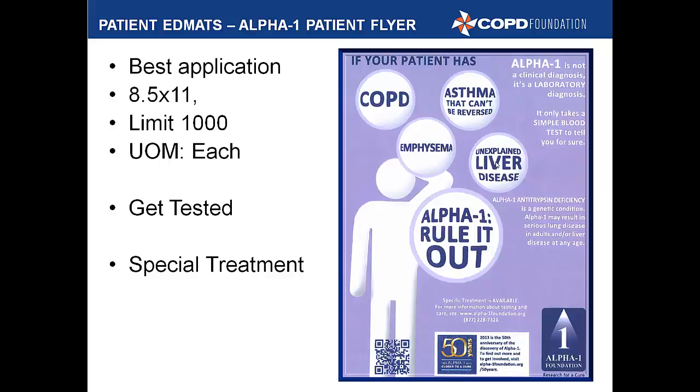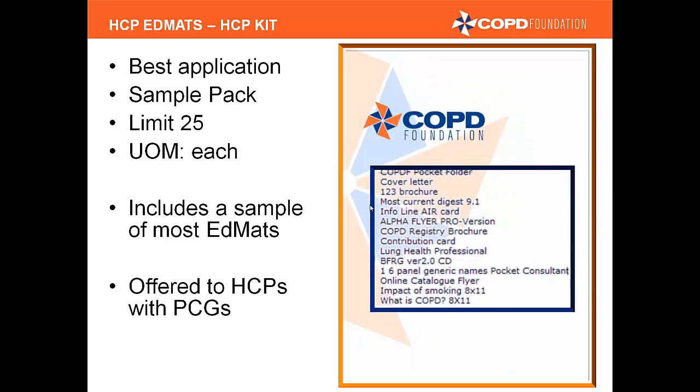The next patient educational material is a flyer. This is an 8.5 by 11. This talks about patients being at risk for alpha-1 antitrypsin deficiency. The COPD Foundation recommendation is that all individuals diagnosed with COPD be tested. This is a simple blood test and it's the only way to know if you have alpha-1 related COPD. It's important that we find and test all individuals living with COPD because there is special treatment available for those that have alpha-1 related COPD. These are available in bulk. You can order up to 1,000. Quantity is each.